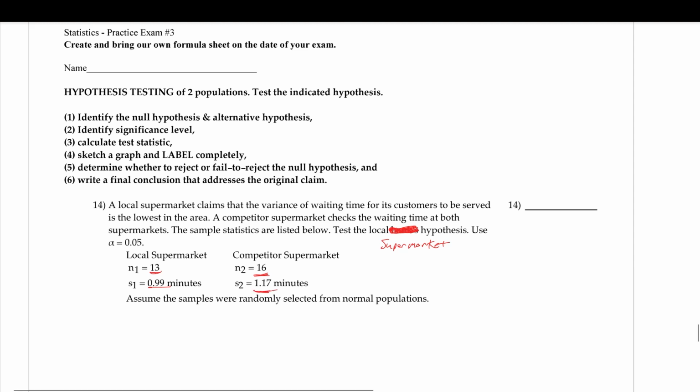Now, what was the claim statement? Test the local supermarket's hypothesis, and what was that? The local supermarket claims that the variance of waiting times for its customers to be served is the lowest in the area. So if it's the lowest in the area, then it's lower than any competitor. So far, just by looking at these two standard deviations, 0.99 is less than 1.17, right? So far, so good. But we're going to test to see if they're significantly lower. And that's what we're going to do here.